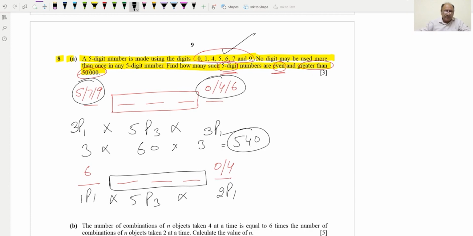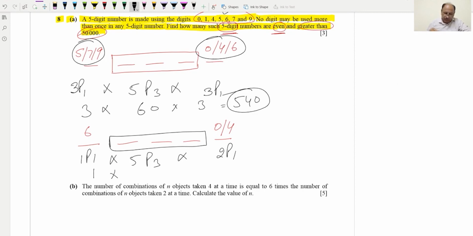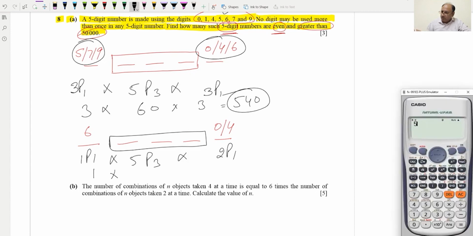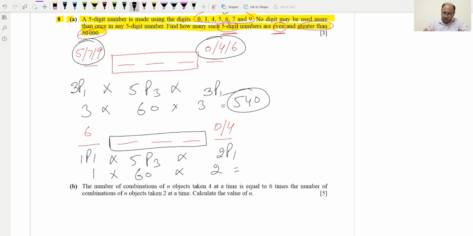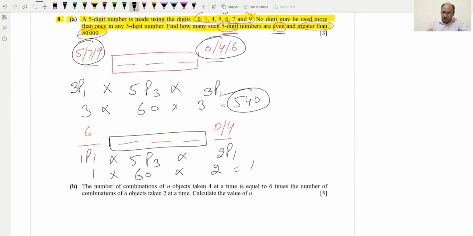we will multiply these, and this will be what? 1P1 is 1, and multiply by 5P3. So 5P3 is giving us 60, into 2P1. 2P1 is giving us 2. So this will be equal to 1 multiplied by 60 multiplied by 2 is equal to 120, and we will add these two options, and these two options will be 540 plus 120 will be equal to 660, and this will be the final answer for this part.